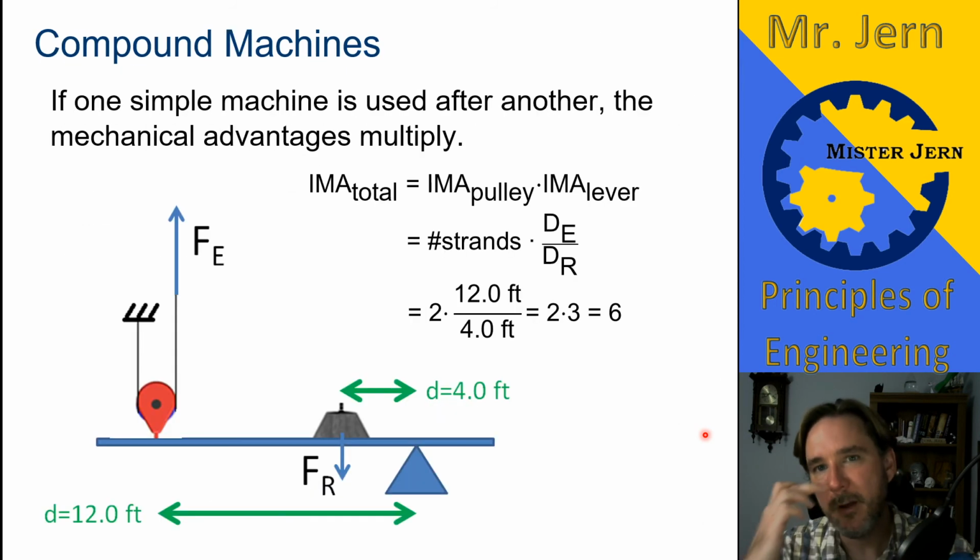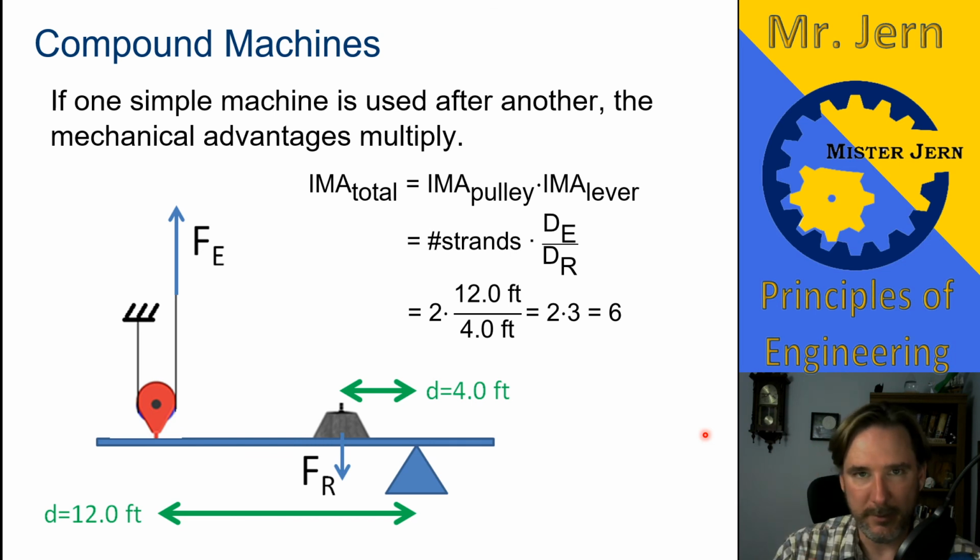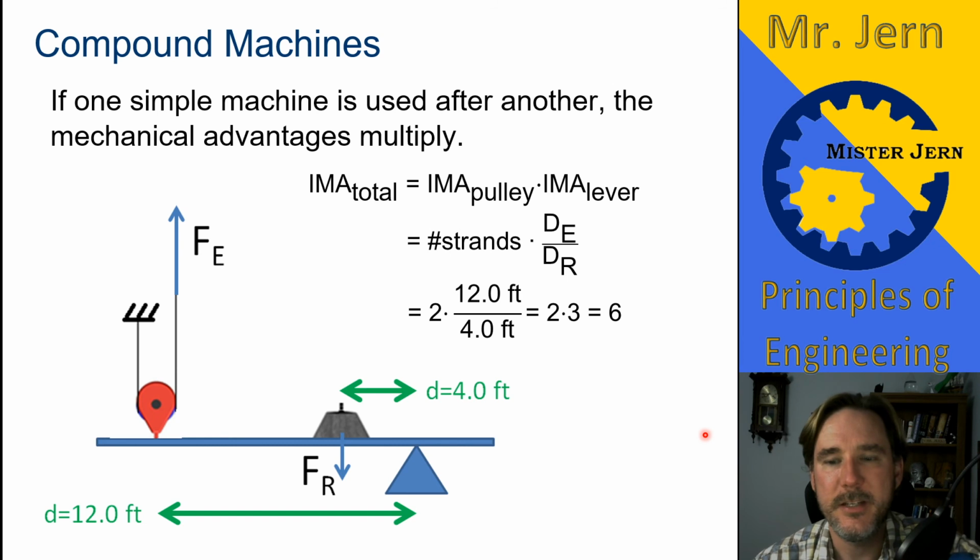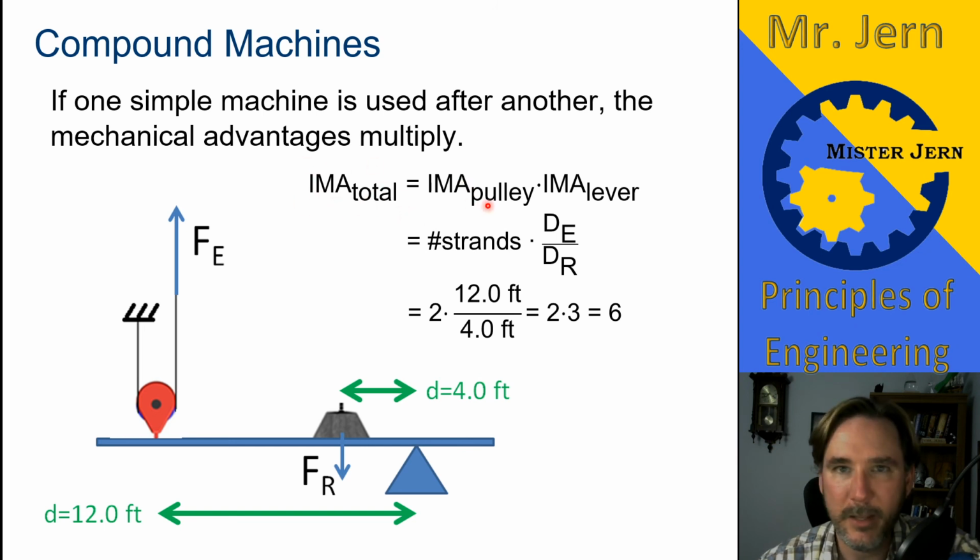Okay, so compound machines, you could put a little pause button there if you want to just digest stuff for a second. But compound machines are when you take one simple machine used after another. And when you do that, the mechanical advantages just simply multiply. So you have a pulley here, you have a lever here. What's going to be the total IMA, total ideal mechanical advantage? Well, you just multiply the IMA of the pulley times the IMA of the lever.